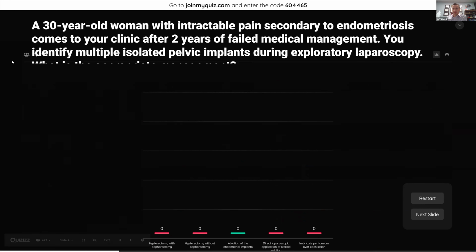I think a couple key points to address in this question. She's 30 years old, so she's childbearing age. So you have to assume that you're going to want to do conservative surgical management, which would not include a hysterectomy with or without oophorectomy. Ablation is certainly a possibility that you can do to try and address the endometriosis, which has certainly been going on for a long time. Steroids do not have a role in the management, and imbricating the peritoneum over each lesion isn't very practical.